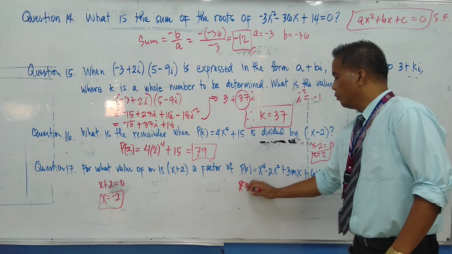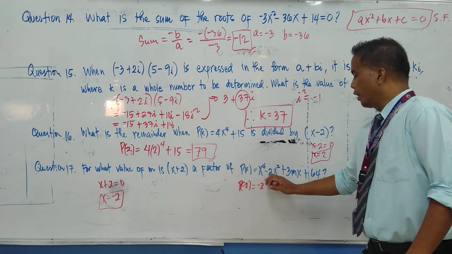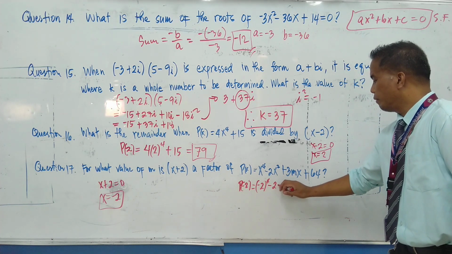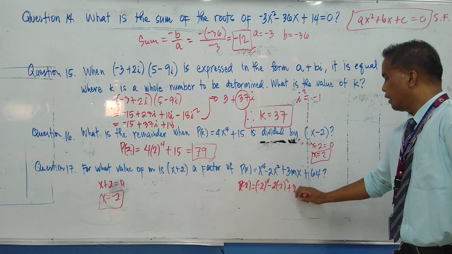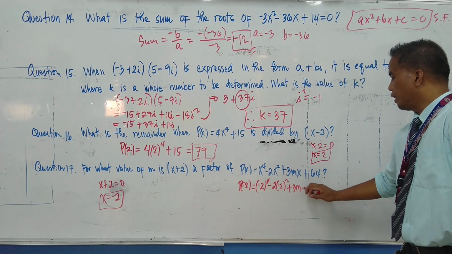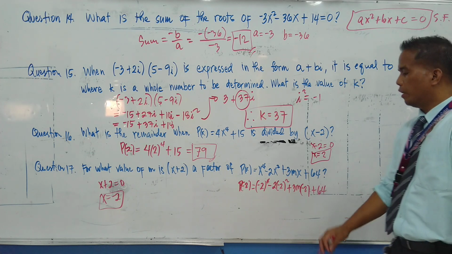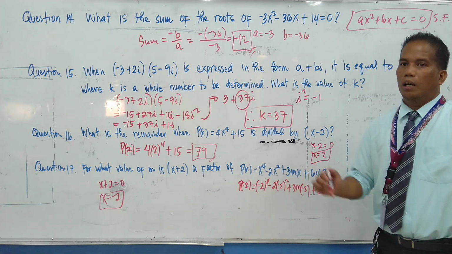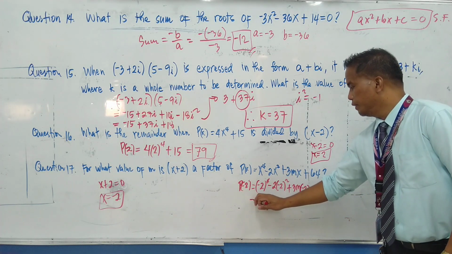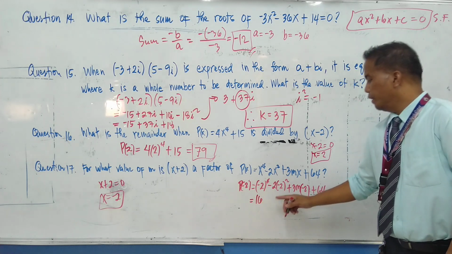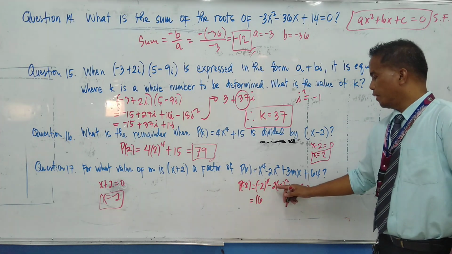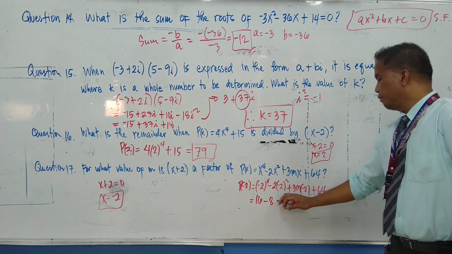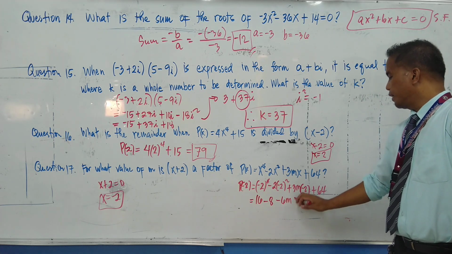So P of negative 2 is equal to negative 2 raised to 4. We can use parentheses. Then minus 2 times negative 2 squared plus 3m times negative 2 plus 64. Okay, then simplify. Negative 2 raised to 4 is positive 16. So 16. Then negative 2 squared is positive 4, times negative 2, we have negative 8. 3 times negative 2 is negative 6, so minus 6m. Then plus 64.